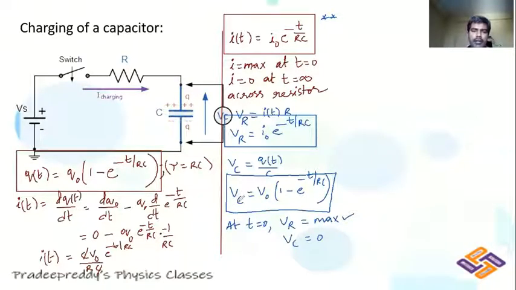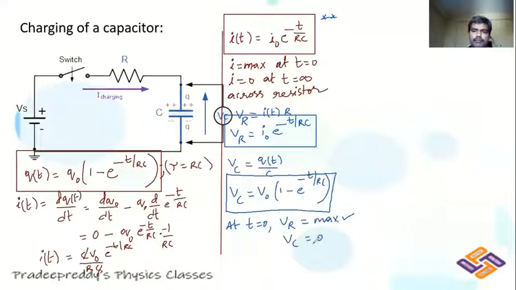Next, when you are calculating the voltage across the capacitor, it is Q of t divided by C. Take that Q of t and substitute in this expression, so that you will get V naught into 1 minus e power minus t by RC. Just substitute t is equal to 0. E power 0 will be equal to 1. 1 minus 1 is equal to 0. Therefore, voltage across the capacitor will be equal to 0 at time t is equal to 0. Clear? This is a very important thing you need to remember.